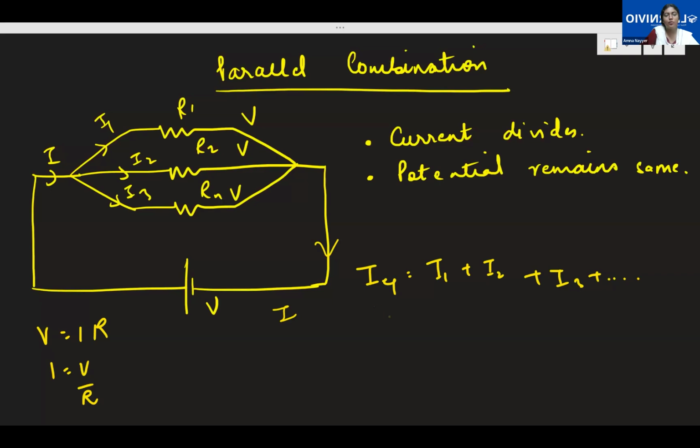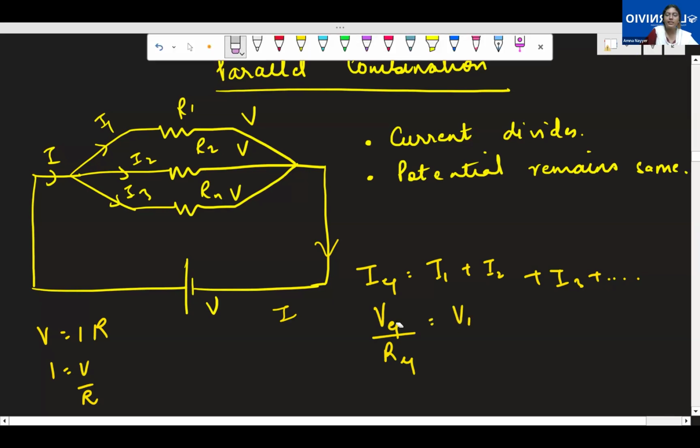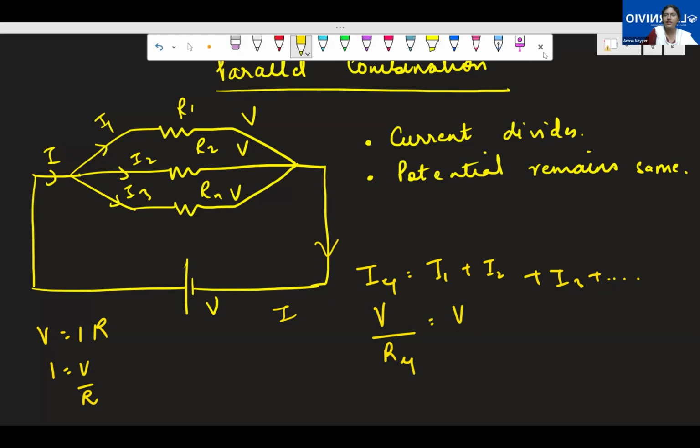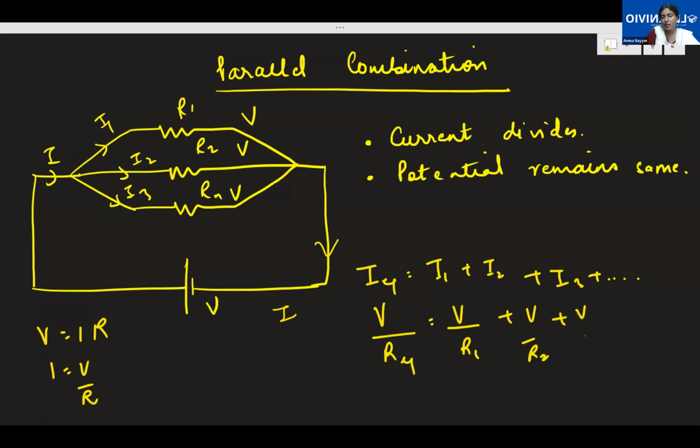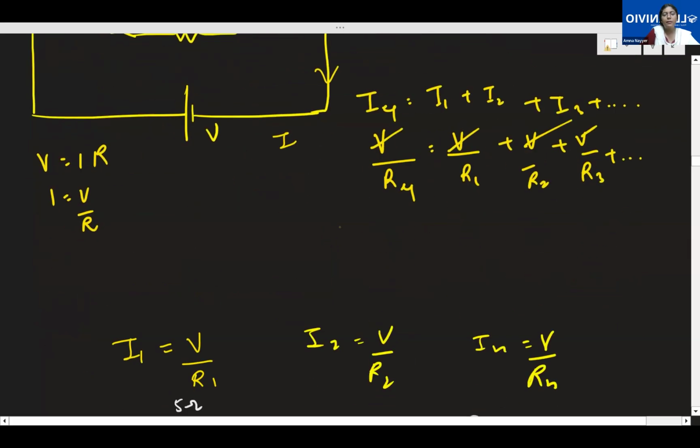Equivalent voltage by the resistance equivalent, and we know we have to equate it. I'll just take it as V only so that we can cancel it right here. So this will be V by R1 plus V by R2 plus V by R3 up till. So voltages will be cancelled from everywhere. So what will we be left with?